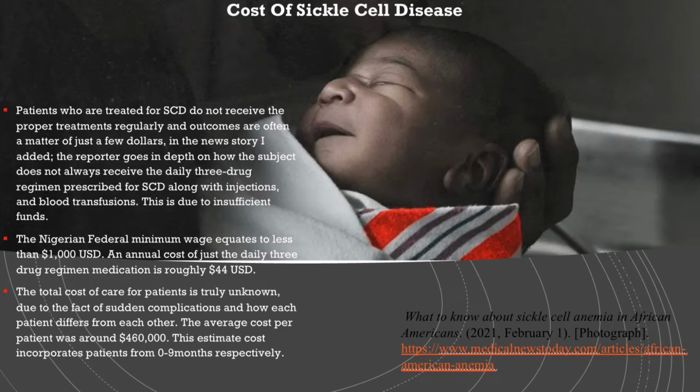The Nigerian federal minimum wage equates to less than 1,000 US dollars. An annual cost of just the daily 3-drug regimen medication is roughly 44 US dollars. The total cost of care for patients is truly unknown due to sudden complications and how each patient differs from each other. The average cost per patient was around $460,000. This estimate cost incorporates patients from 0 to 9 months, respectively.